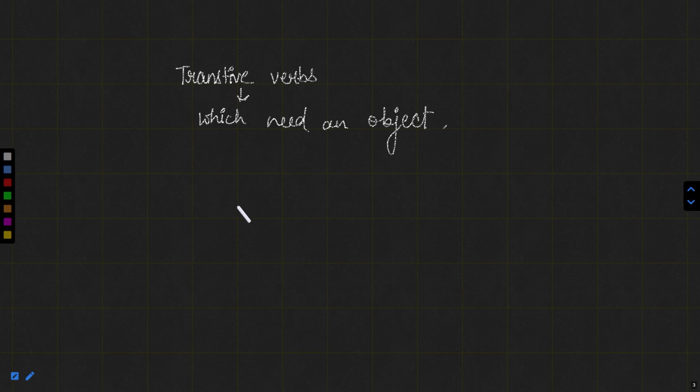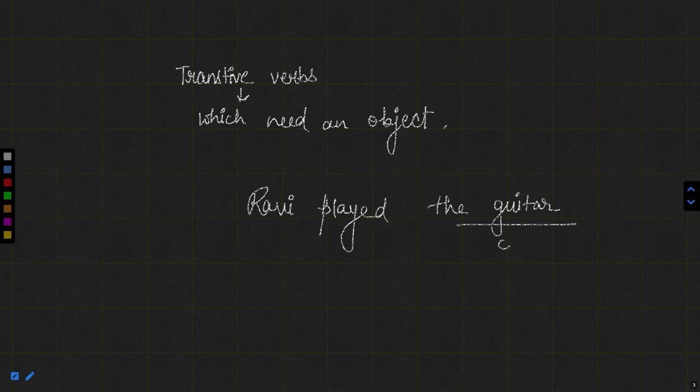Okay, for example, if I say Ravi played the guitar. Ravi played the guitar. Now what did Ravi play? Ravi played the guitar. So guitar is an object, Ravi is the subject, and played is verb.